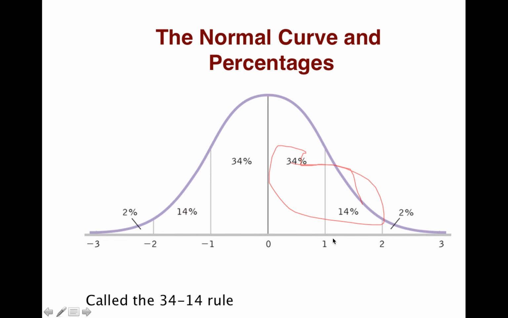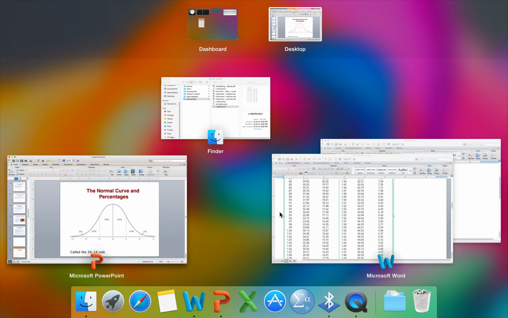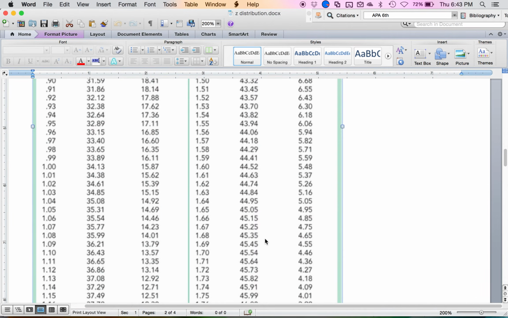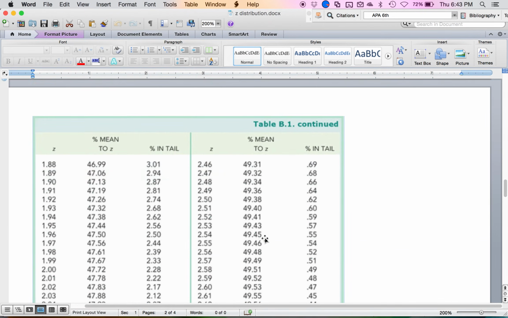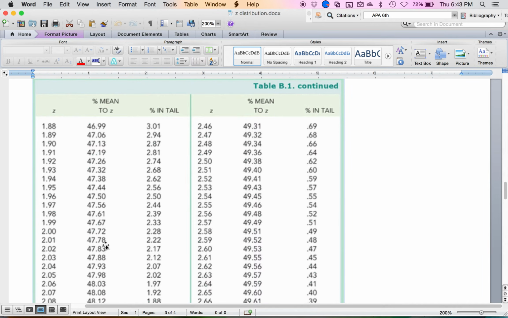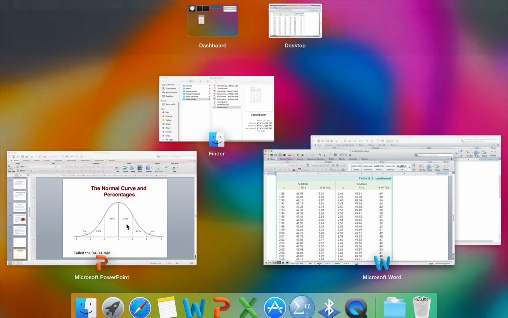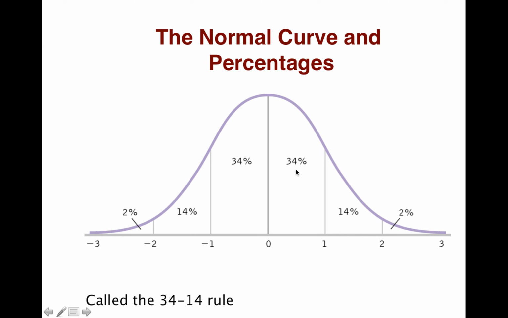So if I flip back to my z table, let's find 2 on here. Scroll down until I get to 2. And so it's added together. I've got 34%, 14%, the whole thing's 48. It's approximately 47.72, but it's close enough to 48. Remember, it adds up to 50, so 2 over here. So what they've done is just kind of giving you a very simple rule that is close enough.